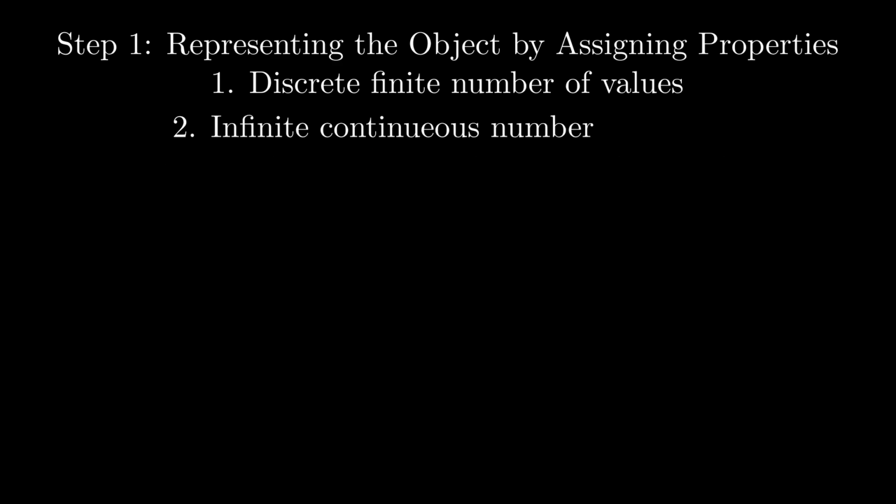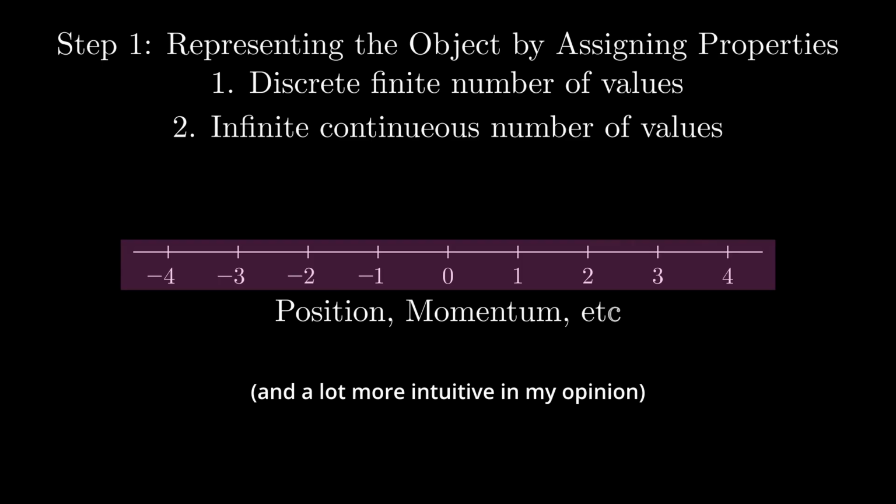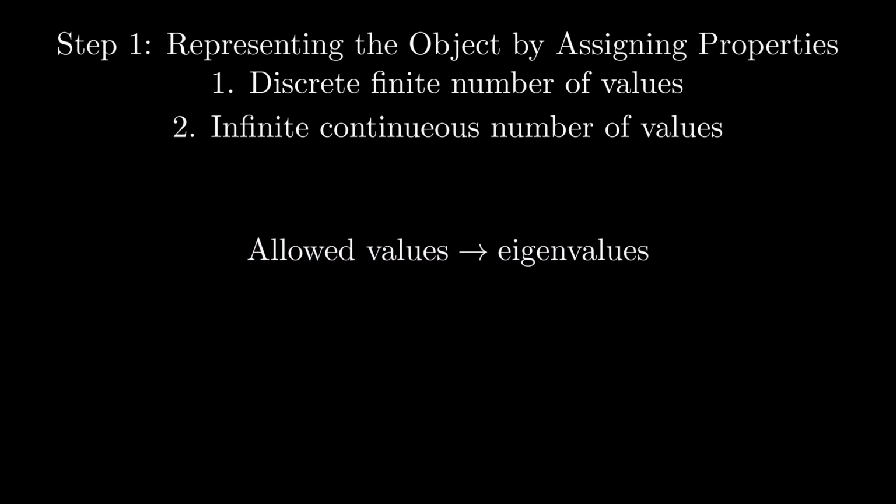Secondly, there are properties that can take up any value. For example, position and momentum. They are, of course, a lot less interesting because they are essentially the same as the ones in classical mechanics. Here, I want to mention a really important terminology, and I want you to memorize it. We call the allowed value of some property the eigenvalue of that property. And that is for some mathematical reason due to its connection to linear algebra.